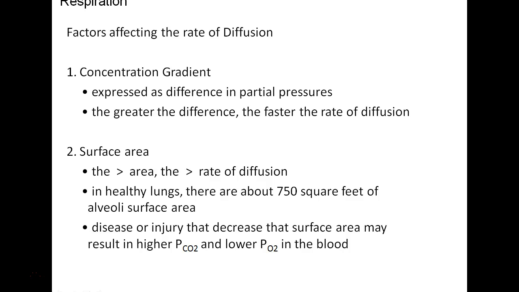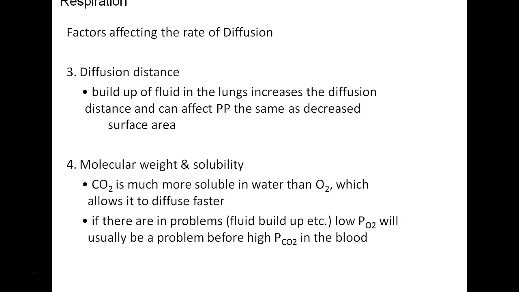Let's go a little bit more in depth into Henry's law and how the rate of diffusion of those gases might be affected. One way we might affect that rate of diffusion is the concentration gradient. The greater the difference, the faster the rate of diffusion. In addition, surface area. The greater the surface area, the greater the amount of diffusion. The lungs have a large amount of surface area, a whopping 750 square feet of alveoli surface area. That greater surface area is going to increase our rate of diffusion. Also, diffusion distance. Buildup of fluid in the lungs is going to increase the diffusion distance, and that can affect the partial pressure. And lastly, molecular weight of the individual molecules. CO2 is much more soluble in water than oxygen is, and that's going to allow CO2 to diffuse a little bit faster.